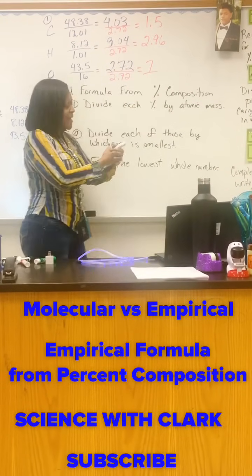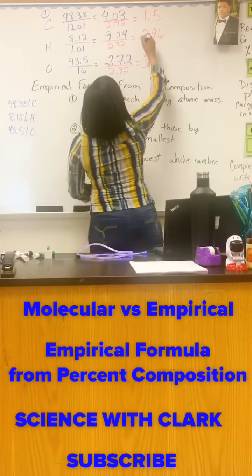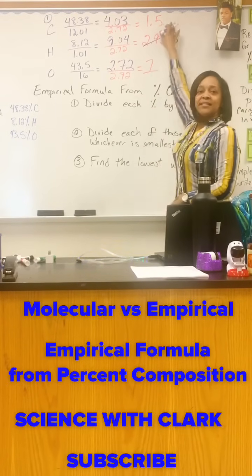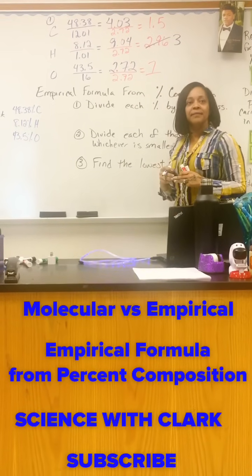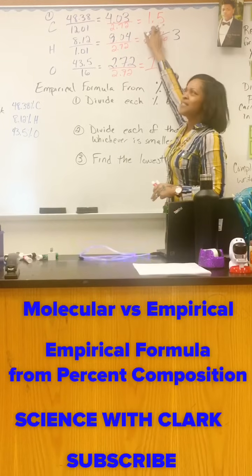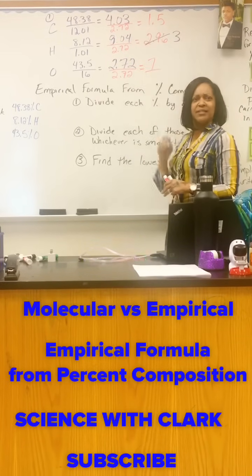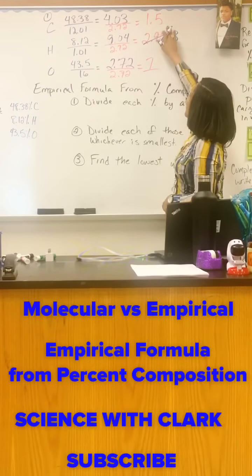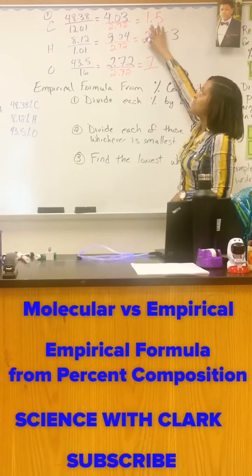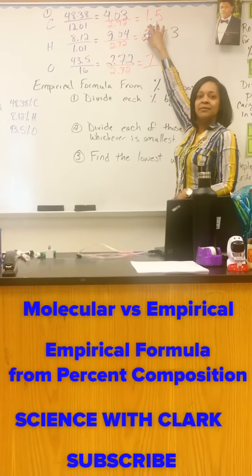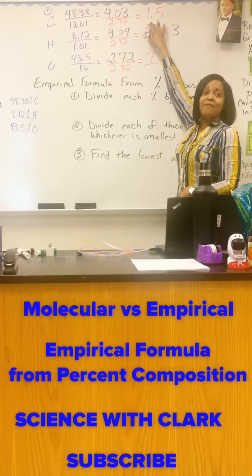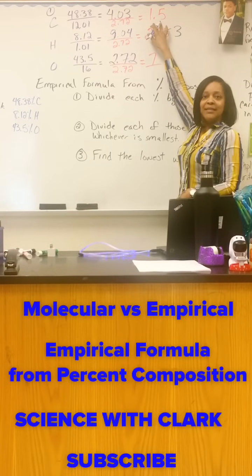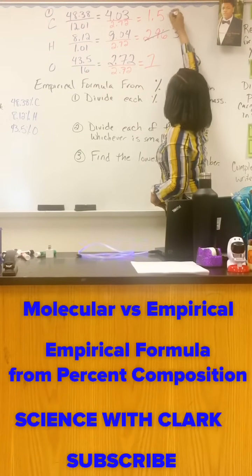And first of all, I want to make this 2.96 a 3. These are going to be the subscripts for the formula. Have you ever seen a decimal or a half or anything like that for a subscript? No. Absolutely not. So we are going to multiply all of these by something to make this not be a decimal. And I'll just go ahead and tell you, when you see 1.5, multiply it by 2. Because 1.5 times 2 is what? You tell me. 3. It is 3.